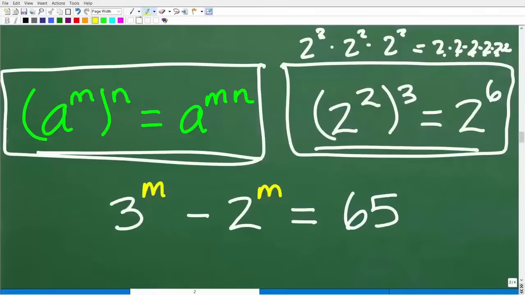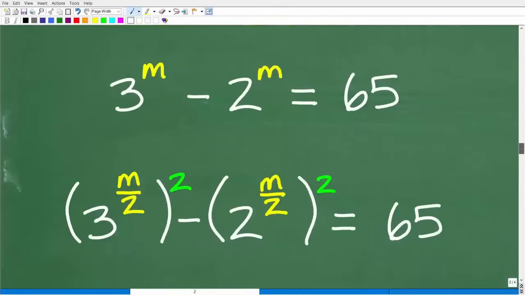Now, I'm going to give you an opportunity to use this property to rewrite this expression right here. This is going to be pretty interesting, even if you're good at algebra. You're going to be like, I'm not quite sure how to do this. Well, let's go ahead and take a look at that right now.